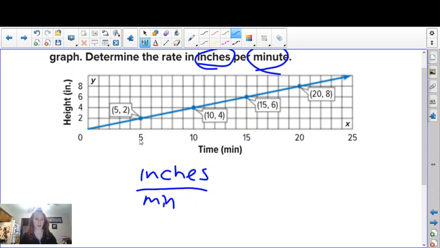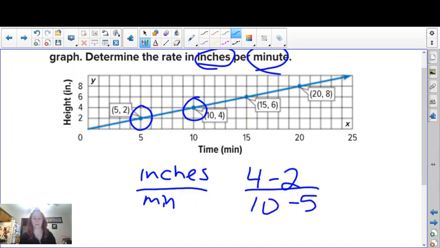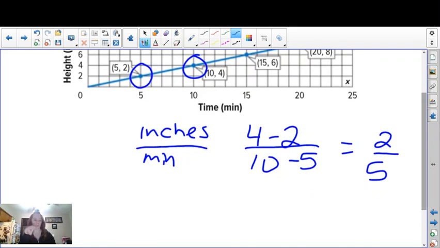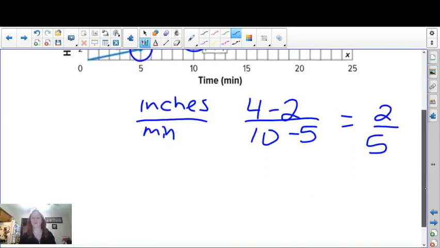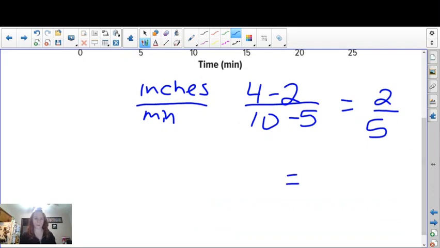So let's see what happens. How much do I increase upward? Well, I can see between this dot and this dot, because those are just the 2 I chose, I end at 4, started at 2 with my height, and I ended at 10, started at 5 with my time. 4 minus 2 is 2. 10 minus 5 is 5. Now, I want to make that as small as I can, so I'm actually going to take 2 divided by 5, which is equal to 0.4 for 1.